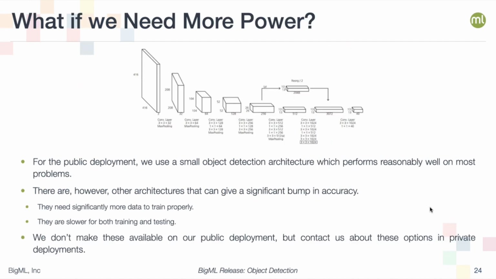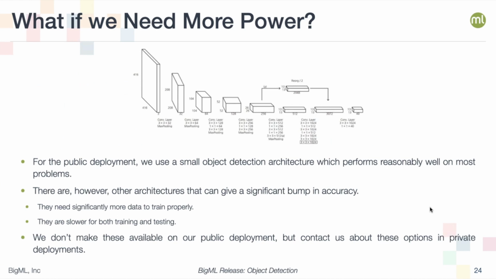And then finally, the last thing I'm going to talk about in this little section is what if we need more power? The algorithms that we use on BigML.com, on the public deployment of the architecture, are modest in size, and the reason we made that choice is because they run faster, they train faster, and you don't need any kind of specialized hardware to get them to run fairly quickly. You can still do several predictions per second with these algorithms, even if you don't have a GPU.